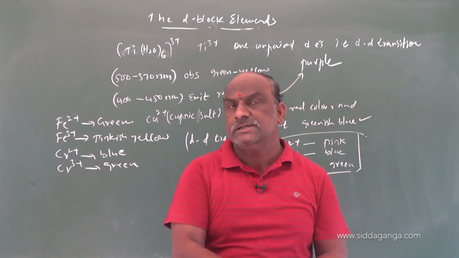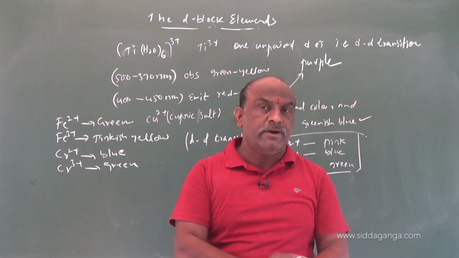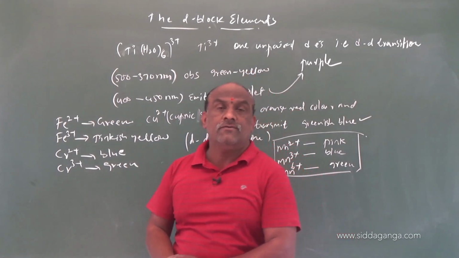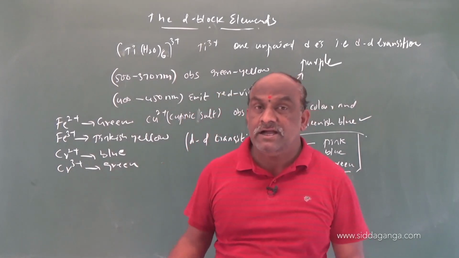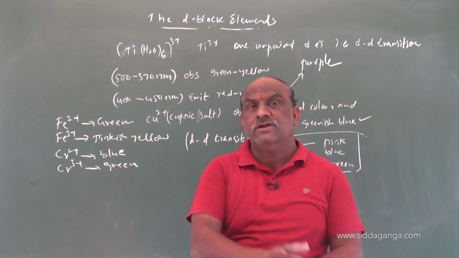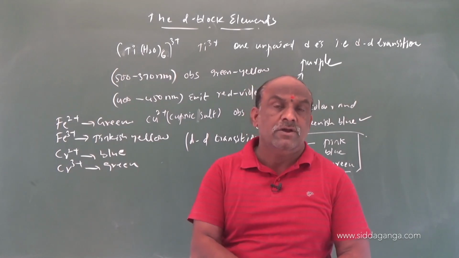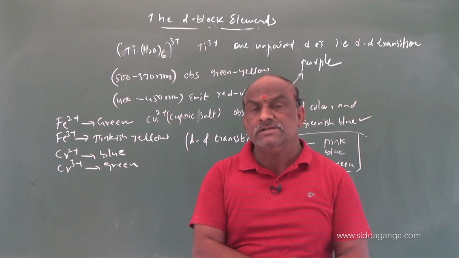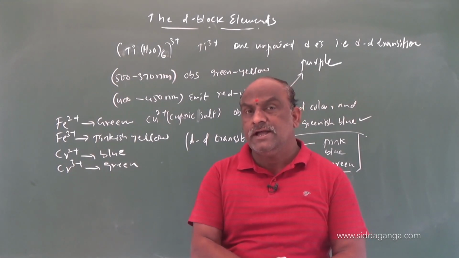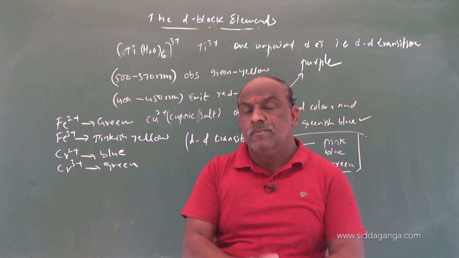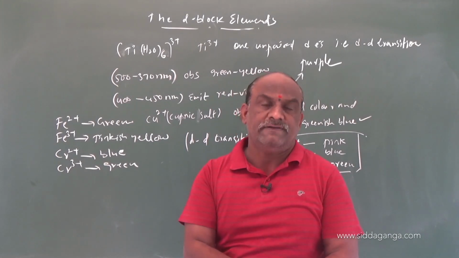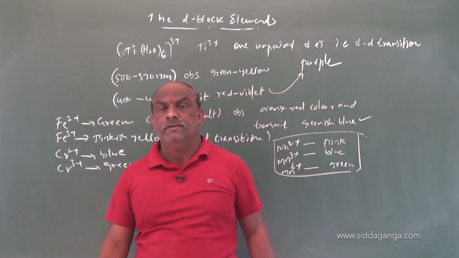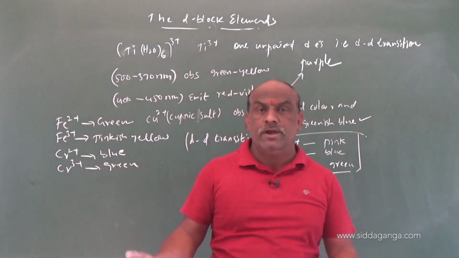Why does d-d transition take place? The metal is influenced by the anions or by the water molecules, which act as ligands. Why is the metal influenced by the ligands? Due to the presence of vacant d orbitals, which accommodate the approaching electron pairs in the form of a coordination covalent bond.